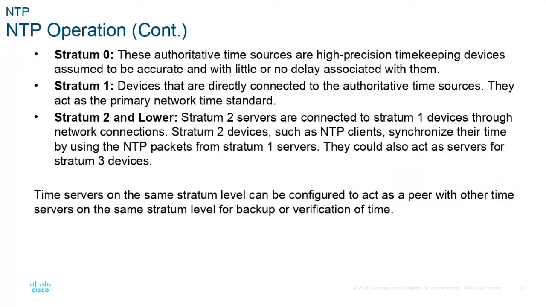So stratum zero: very high precision devices, typically run by the governments. Stratum one: devices that are directly connected, and that will be our primary standard for our particular network. And then stratum two and lower devices get their ultimate authority from the higher level devices. This kind of sounds like DNS. We have our master DNS server, and then we have our ISP DNS server, and then we have Tarrant County College's DNS server, and they all look up the hierarchy if they need to be updated.